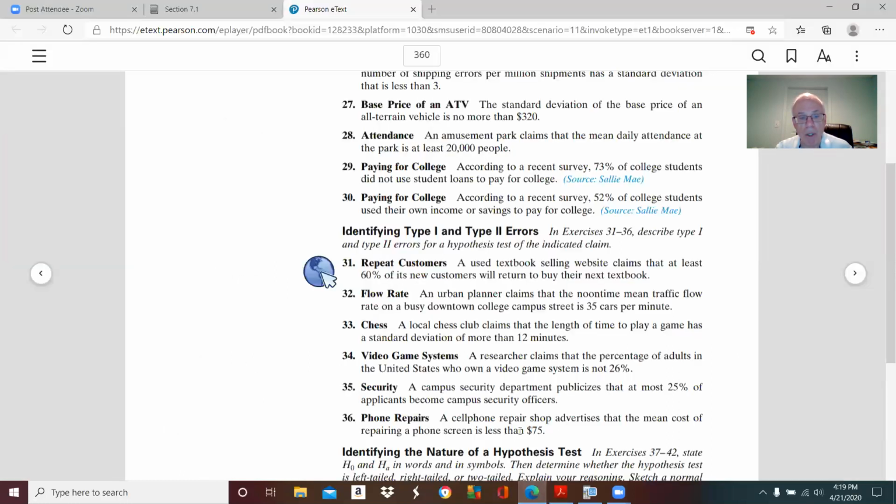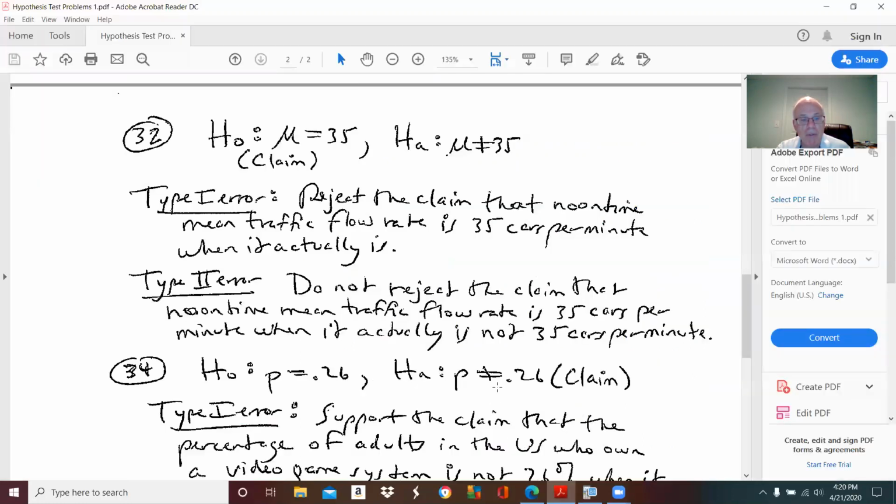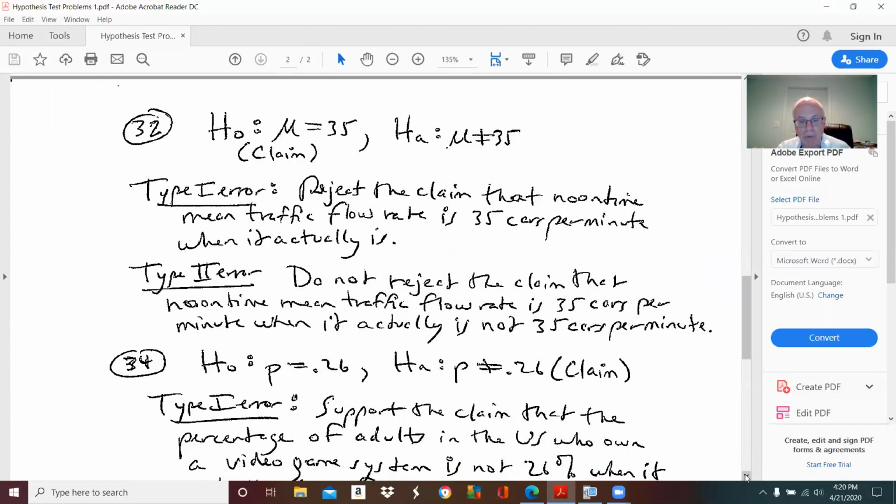Now to 34 or 33. Are we doing 33? No, we're skipping 33 because it's a standard deviation problem. Let's look at 34. A researcher claims that the percentage of adults in the United States who own a video game is not 26%. Well, is not means not equal to. That's the alternative hypothesis. It is a proportion problem, so we're going to use P. So P is not equal to 0.26 is going to be the alternative hypothesis. That's our claim. And the null hypothesis is that it is equal to 0.26.